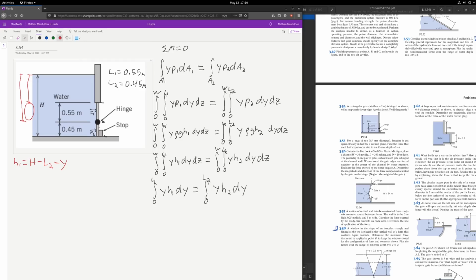Now the same logic can be applied for h2. So h2 is going to be defined by y, but also by this height right here. We know the total height plays a factor in it, and then what we'll do is L2 plus y.